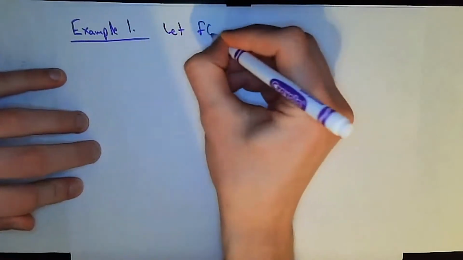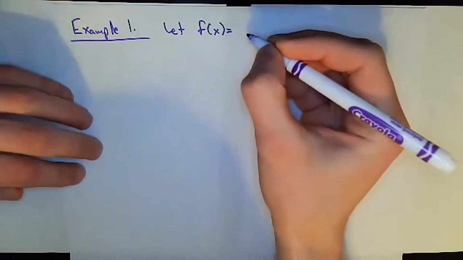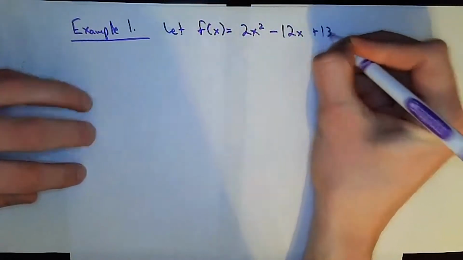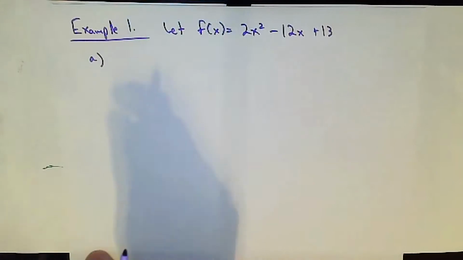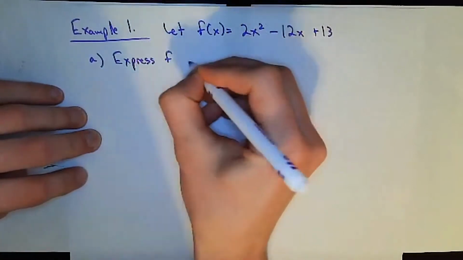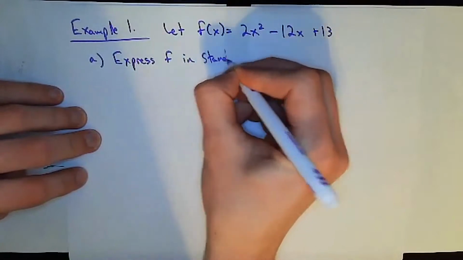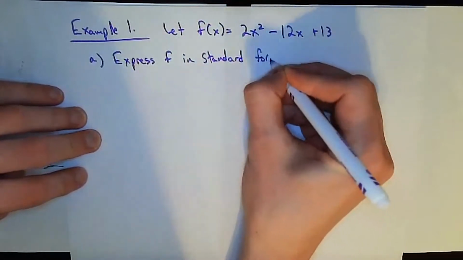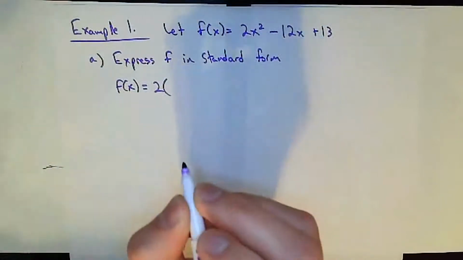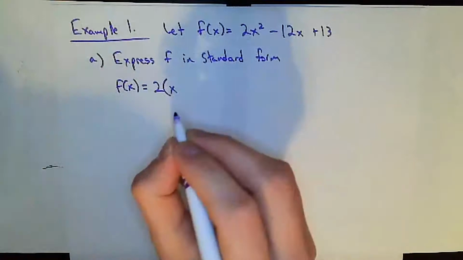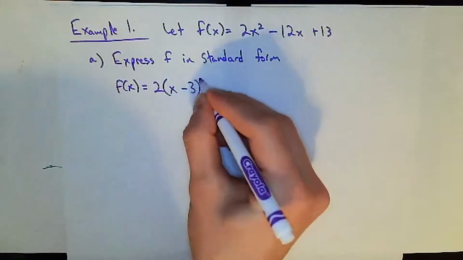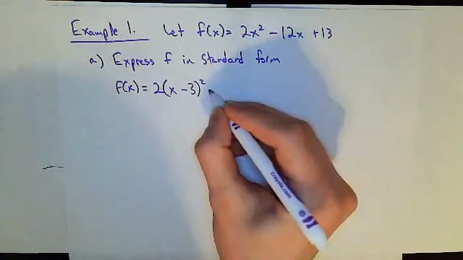So this is good. Let f of x be the same one that we did a second ago, 2x squared minus 12x plus 13. Part A says to express f in standard form. Well, we've already done that. It was f of x equals 2 times, x minus 3, all squared, and then minus 5.